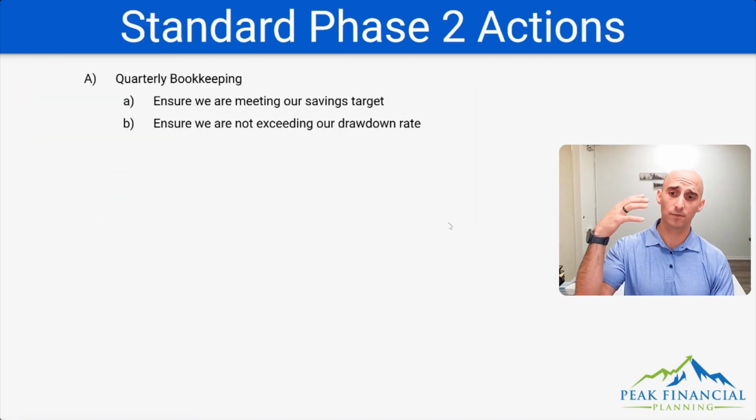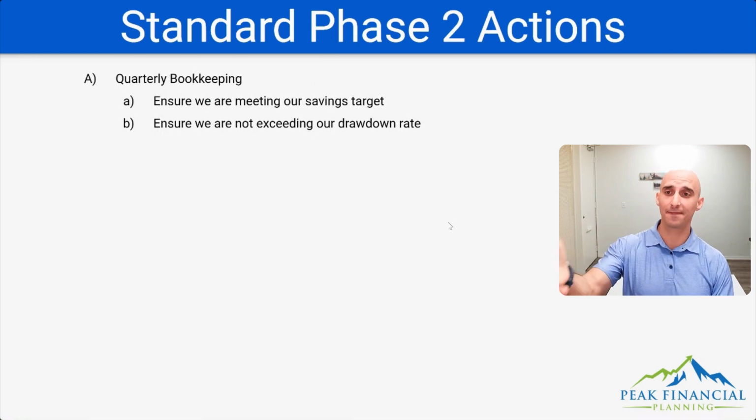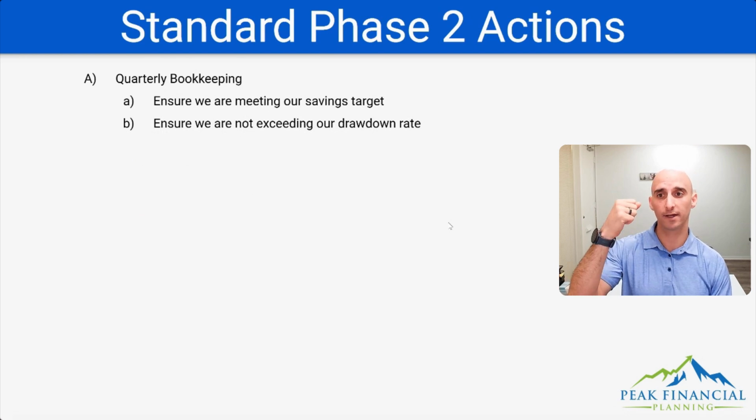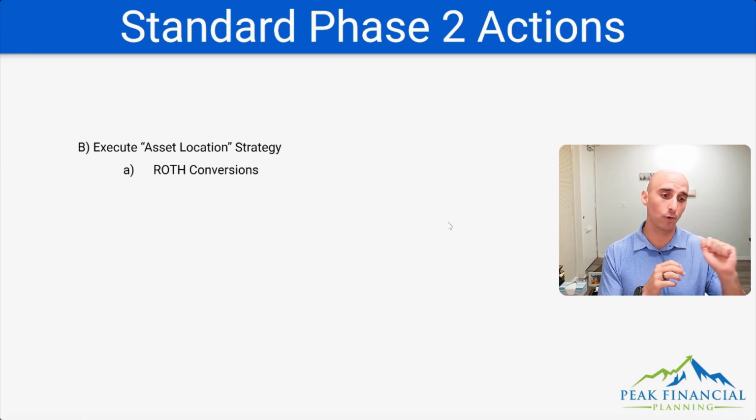And so some of those things that you'll want to do on a regular basis, not just one time up front, are quarterly bookkeeping. Again, that's the cash flow management system. We want to ensure that we're meeting our savings target, or if we're in the drawdown period, ensure we're not exceeding our spending goal. Then we want to execute an asset location strategy over time. That's determining year by year what types of accounts am I putting my savings into, because they all have different tax consequences in the current year, but also in the future when I want to take the money out.